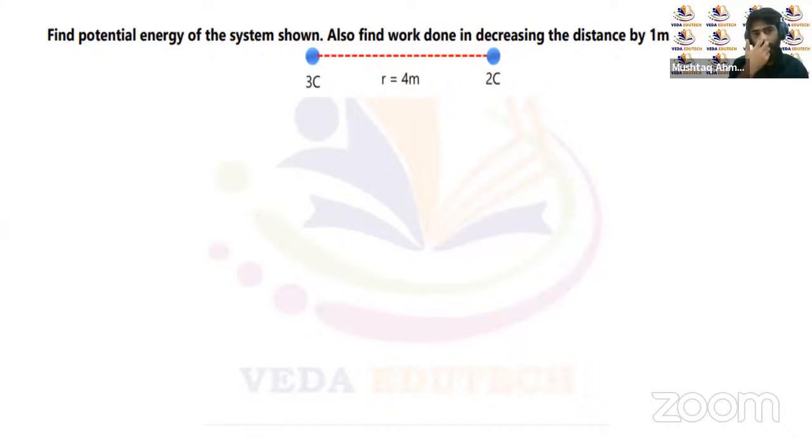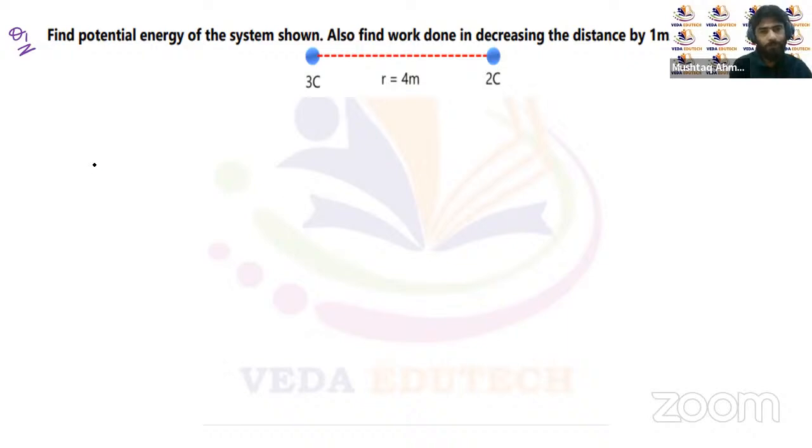Let's move on to this slide and try to solve this question. This is question number 1 with respect to the potential energy calculation. The question says: find the potential energy of the system shown. Also find the work done in decreasing the distance by 1 meter.